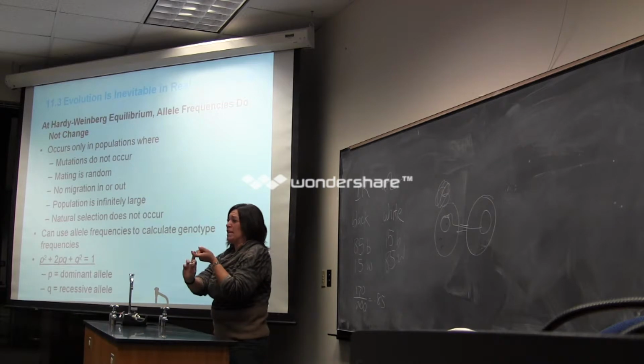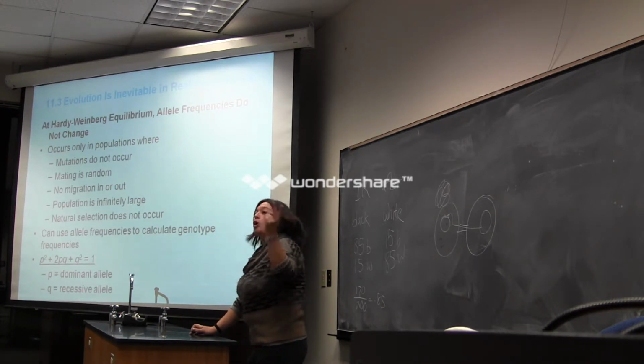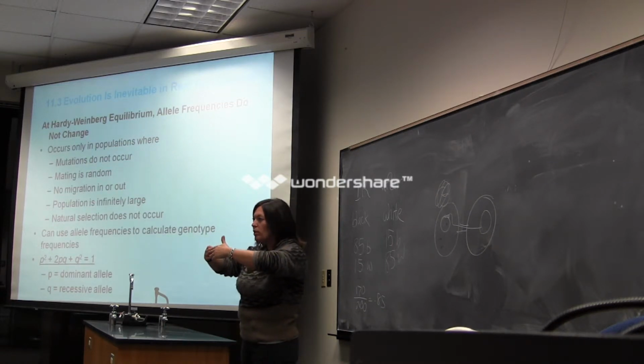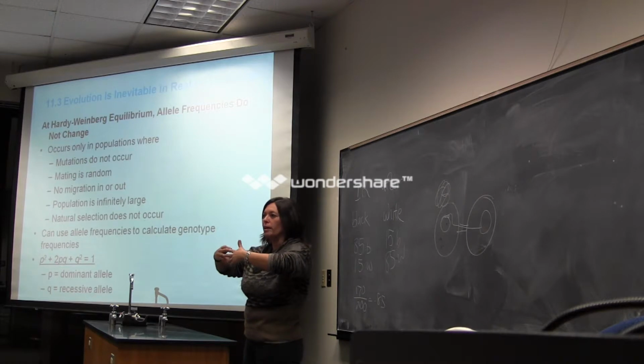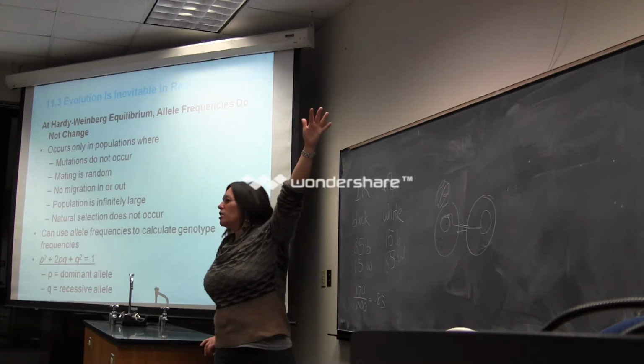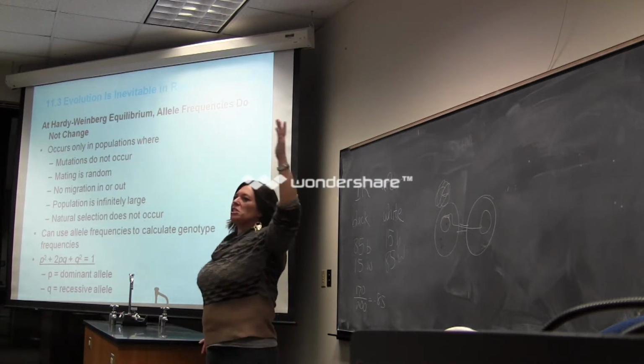So you can't have mutations. Mating has to be totally random. And there's no migration, so nothing can leave or enter. We all know that's not true. We get on a plane and fly to another country all the time. The population is infinitely large, which is also not true because we have limited resources. And then natural selection isn't occurring.